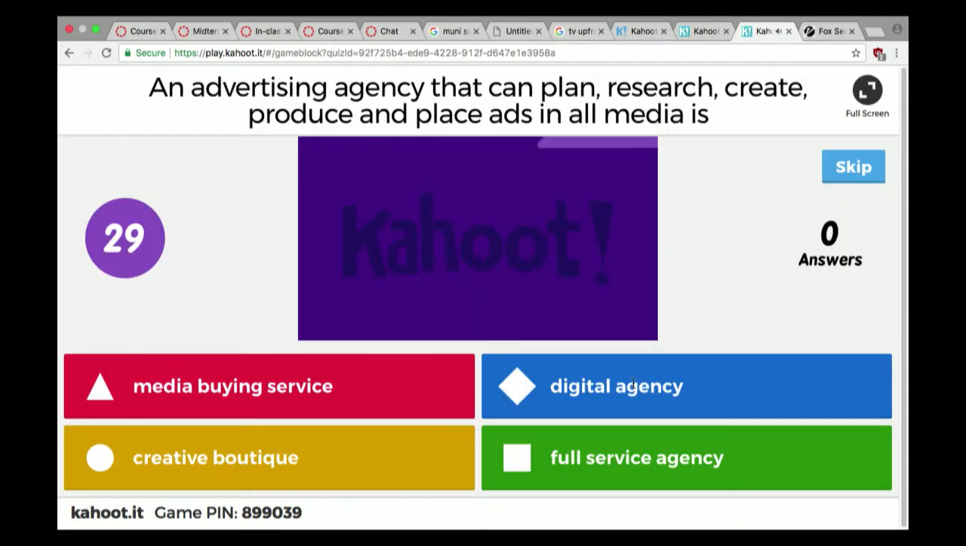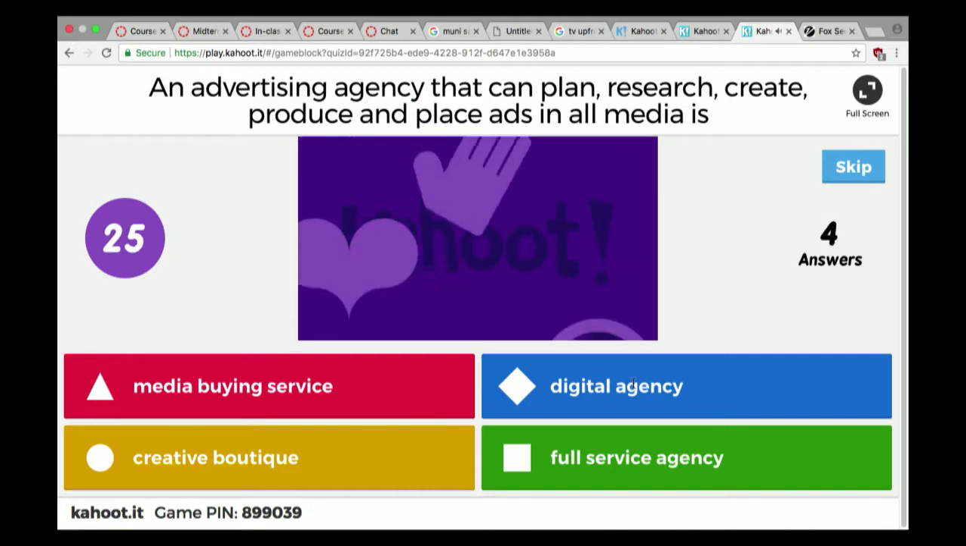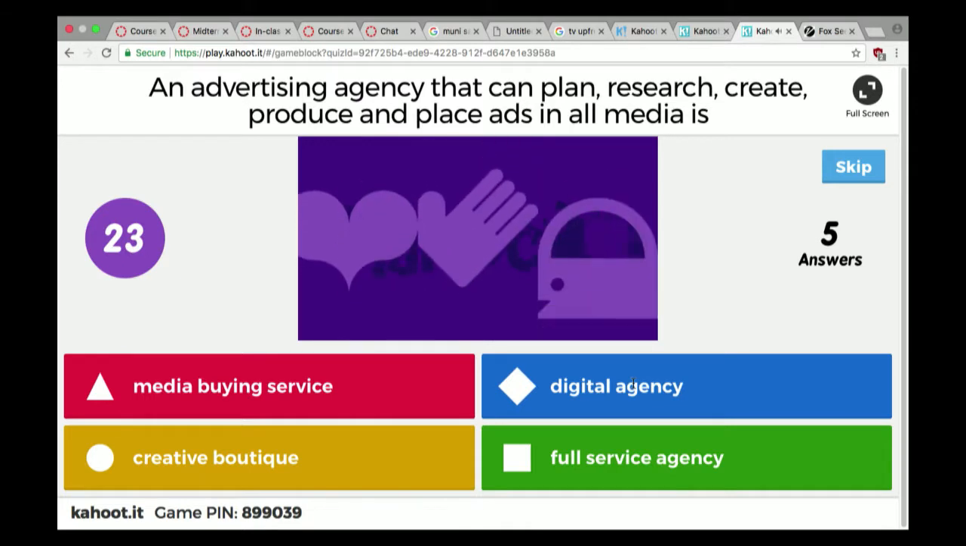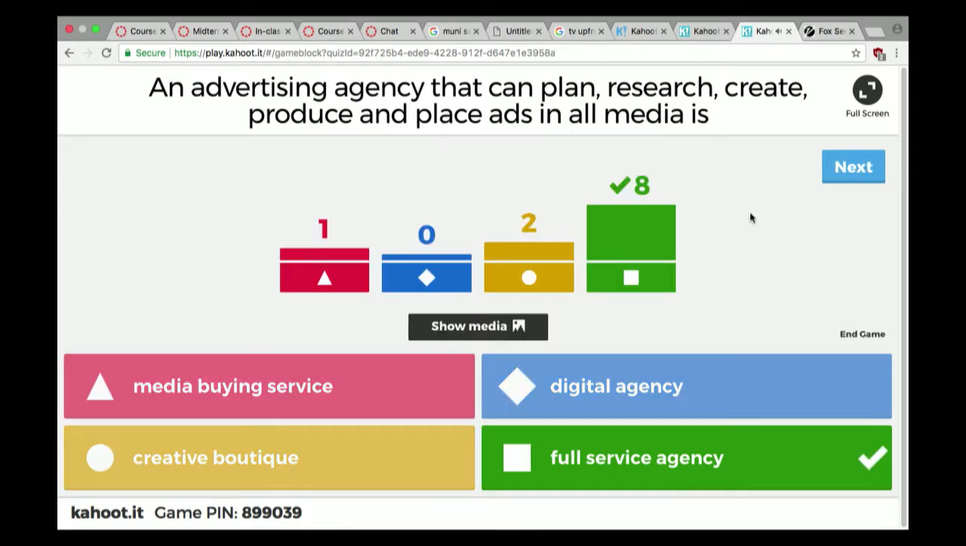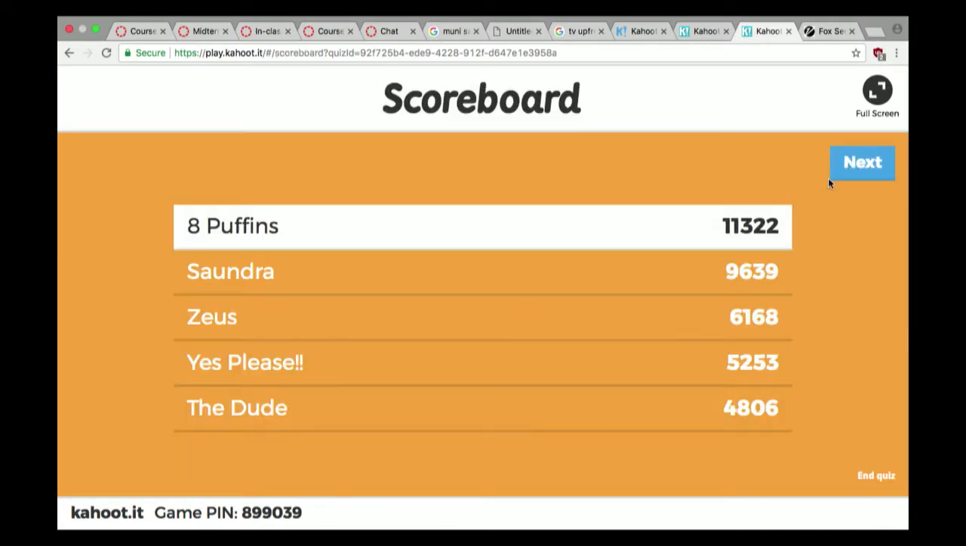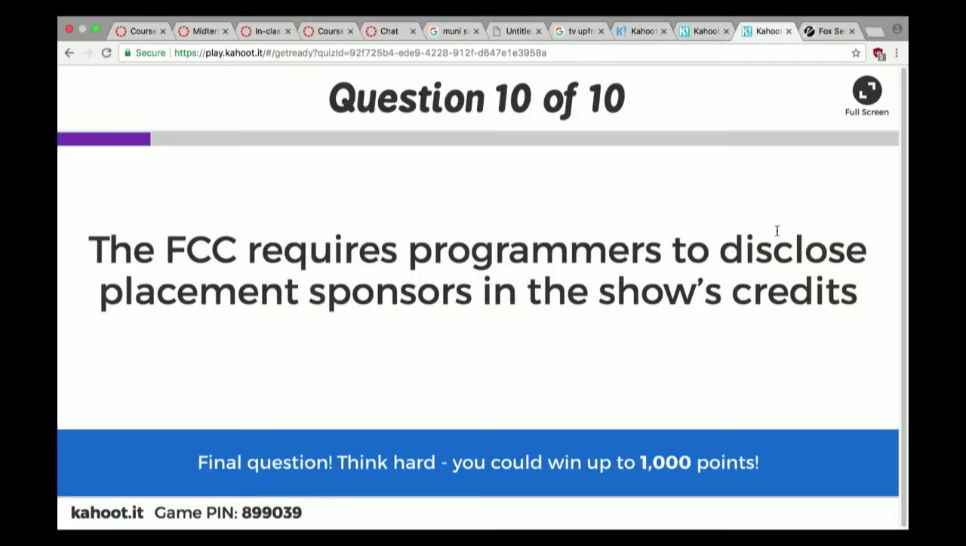An advertising agency that can plan, research, create, produce, and place ads. Wow, everything in all media is. I'm puzzled. I don't know. Hey, nobody fell for it. Number 8, the majority said a full service agency. So that's the agency that can do everything. And now, excuse me for keeping you a little bit late.